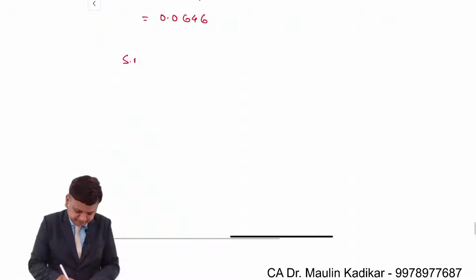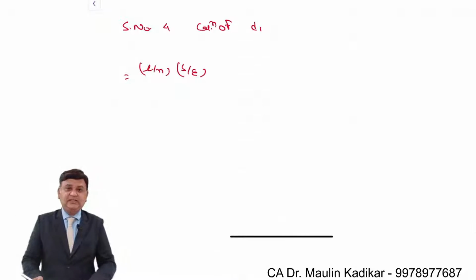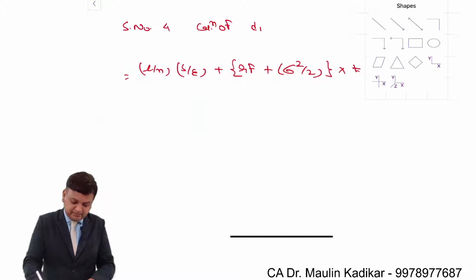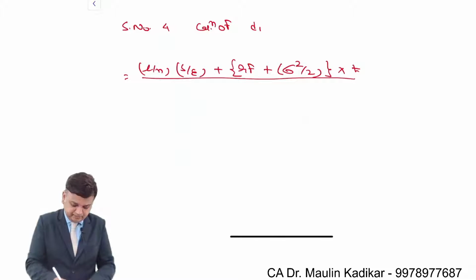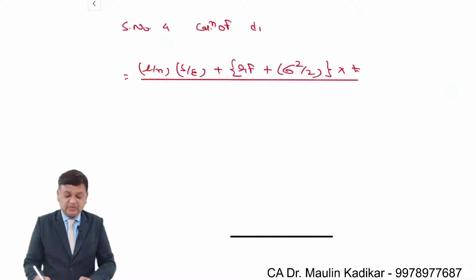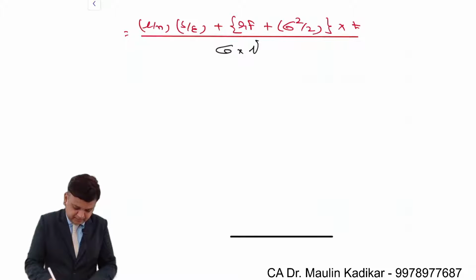Step number 4, calculation of D1. It is ln S divided by E plus, RF plus variance divided by 2, whole into t time period, divided by standard deviation into under root of time period.